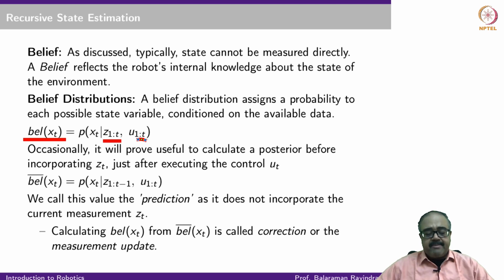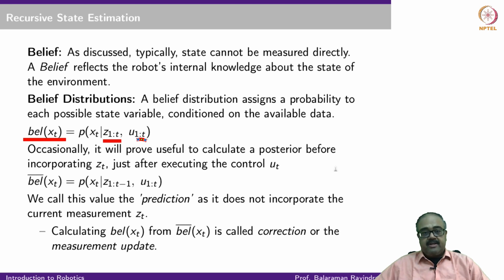If you notice, the difference between bel bar and bel was that measurement zt. So going from bel bar to bel, calculating bel from bel bar, is actually called the measurement update, or sometimes the correction update. Whenever I compute bel bar, I am making a prediction. We'll make this more clear in the next few slides. And when I compute bel from bel bar, I'm making a measurement update or a correction update.